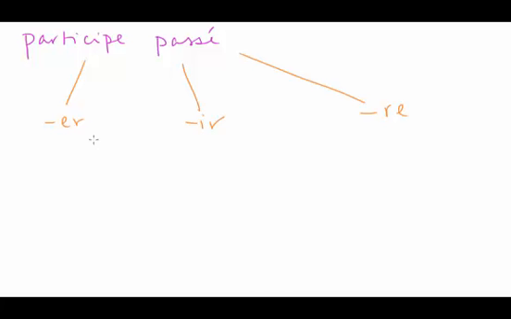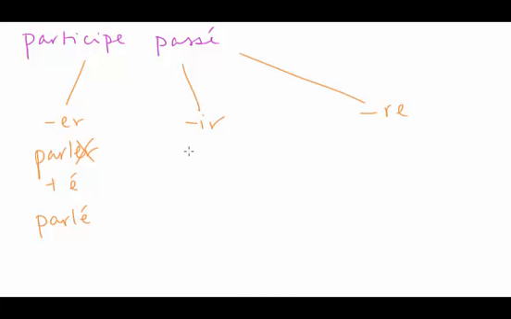So let's do an ER verb first. Why not parler? Okay, so what we do to find the participe passé is we drop the infinitive ER ending. So we're just left with PARL. And what we do is we add to this an E with an accent aigu, and we get parlé. So that's the participe passé for the verb parler.